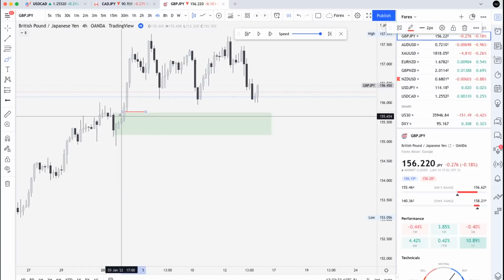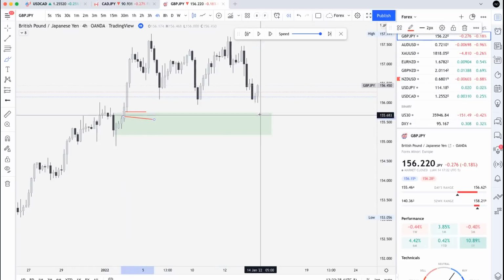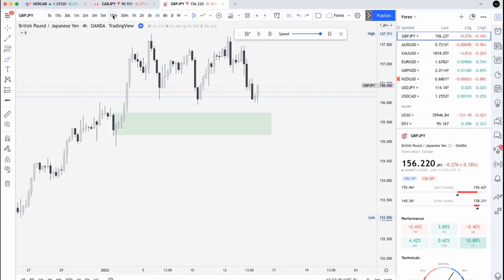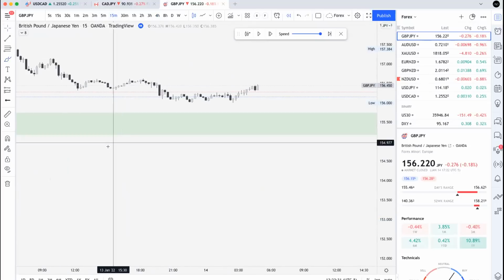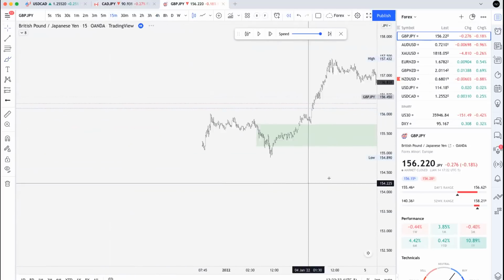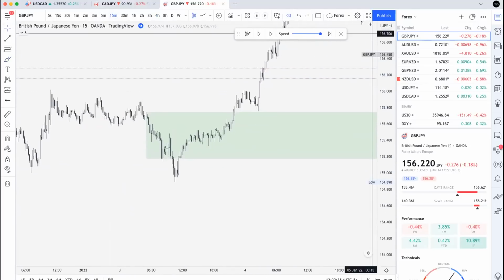It's great that we have imbalance, which means most likely price will fill it and have a reaction. And we also have a nice lower time frame rally-based rally in this case. Okay, so let's go over to the 15-minute and let's see if that makes sense.